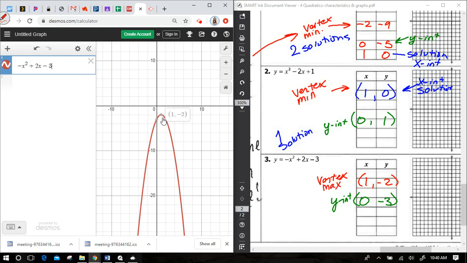And then where are my solutions? Remember, the solutions are where this function crosses the x-axis. This function has not crossed the x-axis anywhere. It didn't get high enough to cross the x-axis before it turned around and started going back down. So this is an example of a function that has no solutions. Okay, no solutions here. And that's it. That is all that there is for us to do with this.